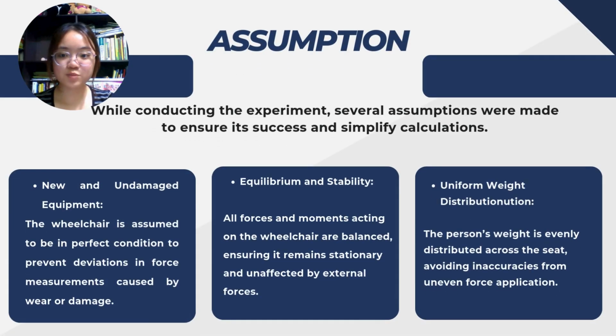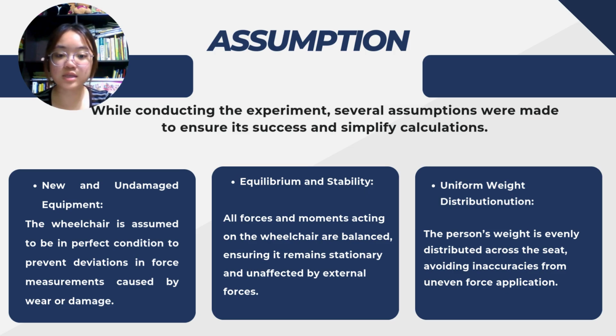Okay, so now let's move on to 6.3, which is the assumptions. While conducting an experiment, several assumptions were made to ensure its success and simplify the calculations. The first one is new and undamaged equipment. The wheelchair is assumed to be in perfect condition to prevent deviations in force measurements caused by wear or damage.